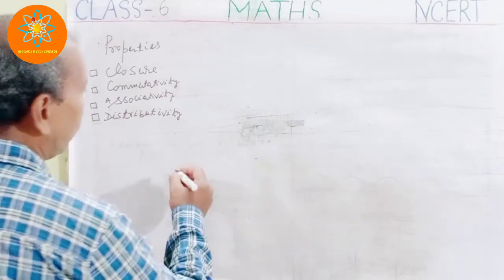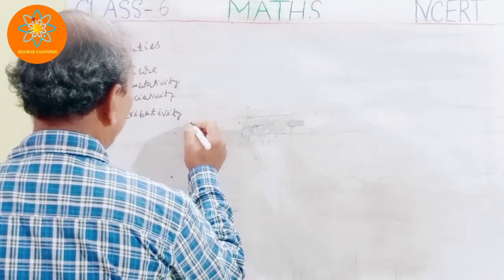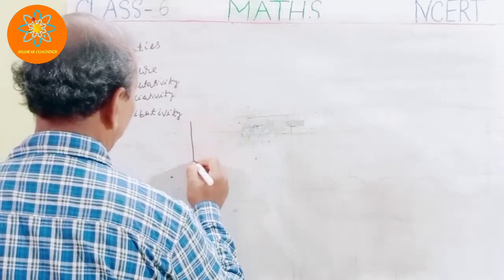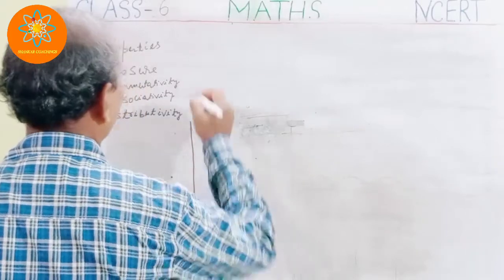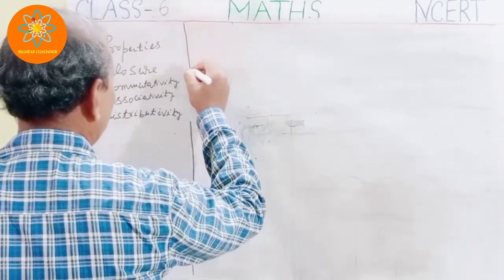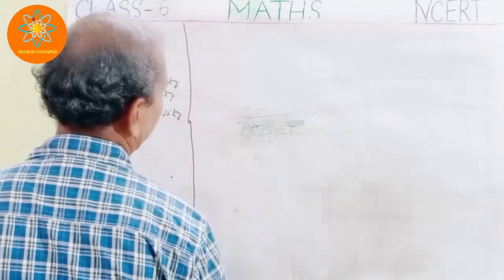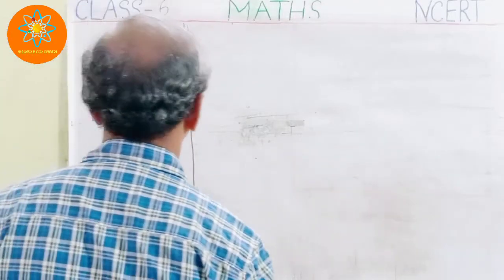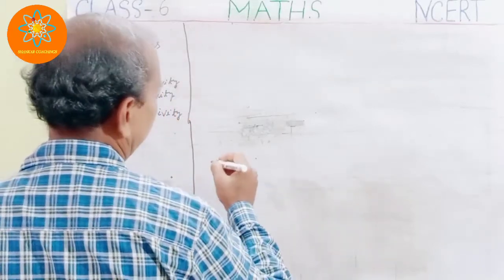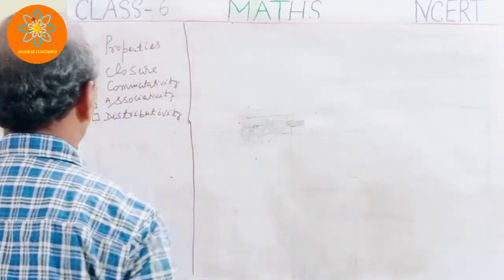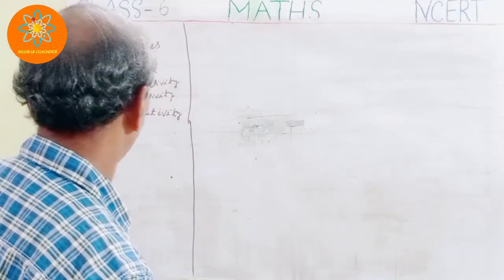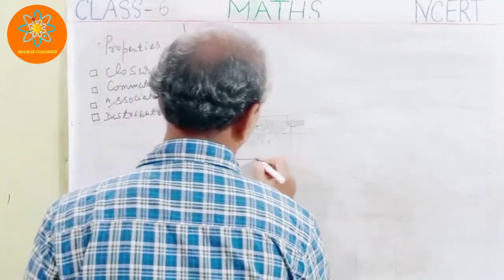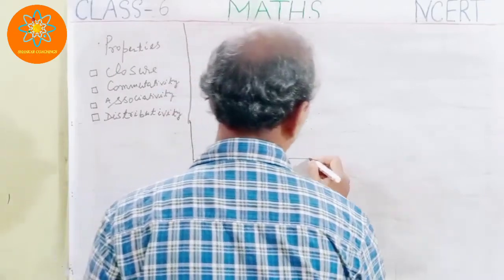So first of all I will see the closure property first, and then I will see the commutative, associative and then distributive.